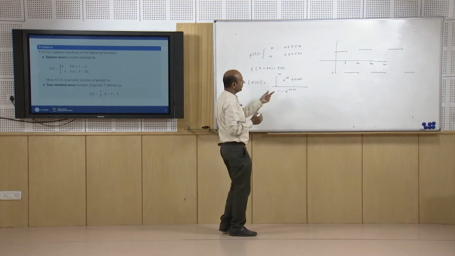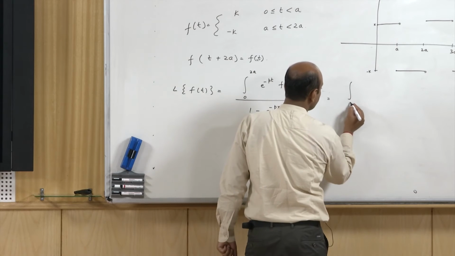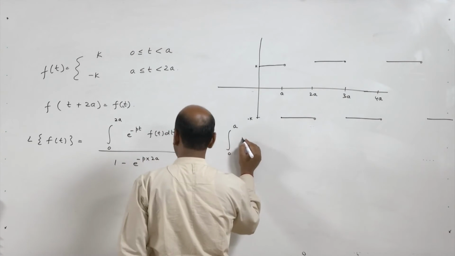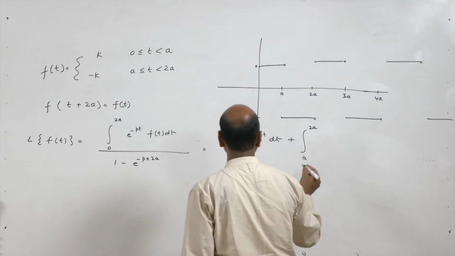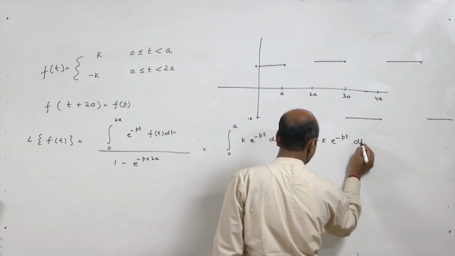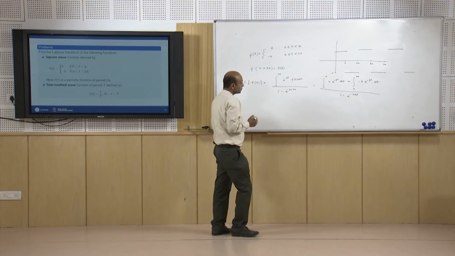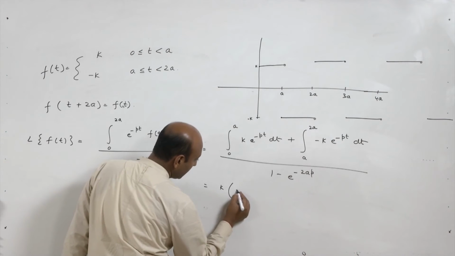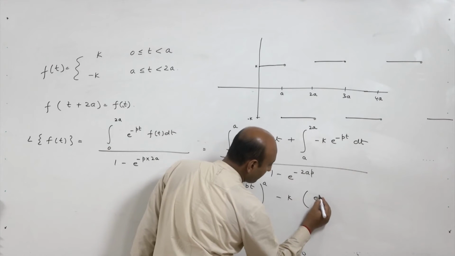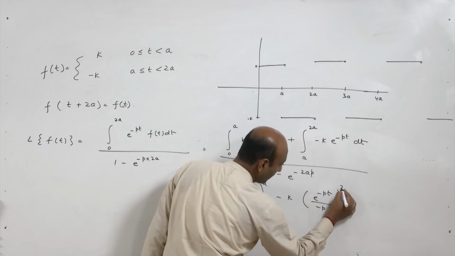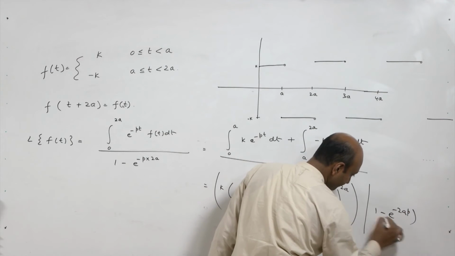Now we can compute the numerator part. The denominator is a constant, I mean a function of p. Now again, from 0 to a, f(t) is k, so it is k times the integral of e^(-pt) dt, plus from a to 2a it is minus k times the integral of e^(-pt) dt, divided by 1 minus e^(-2ap). This can be further written as k e^(-pt) upon minus p from 0 to a, minus k e^(-pt) upon minus p from a to 2a, and the whole divided by 1 minus e^(-2ap), okay.